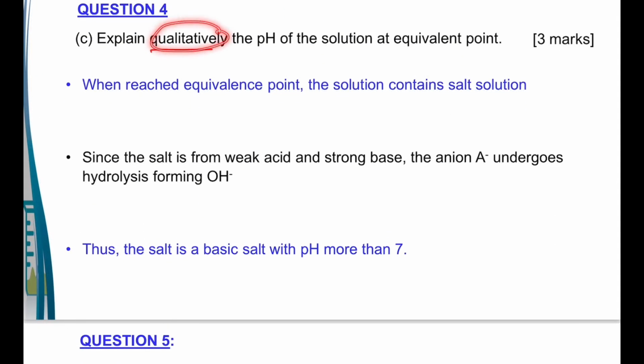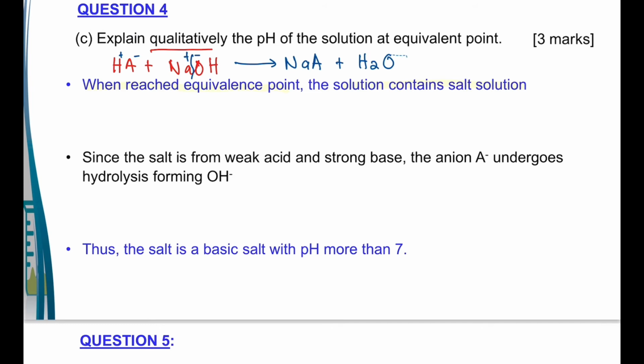Explain qualitatively the pH of the solution at equivalence point. Now we need to know at equivalence point what do we have? It is the reaction of the acid and base. The weak acid is HA, plus the base is sodium hydroxide. So this reaction will produce salt, Na plus OH minus H plus A minus. So this Na plus will combine with the A minus to form the salt and water. So when we reach equivalence point, the solution contains salt solution.